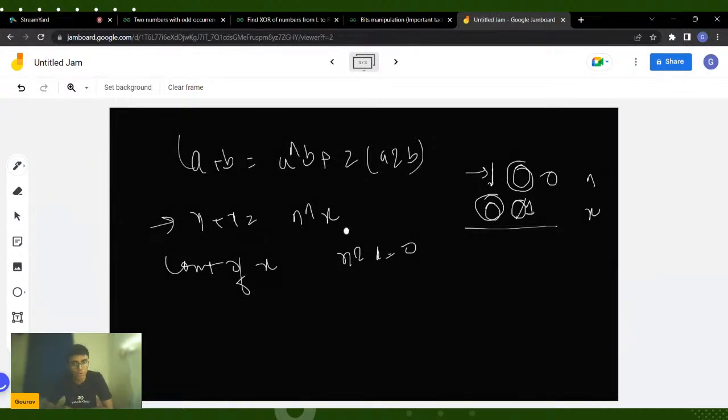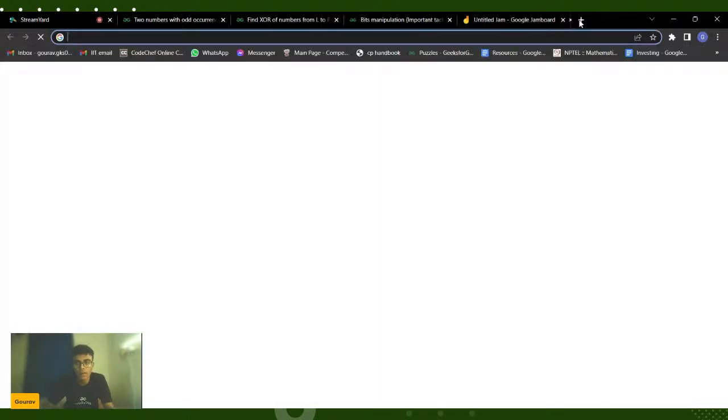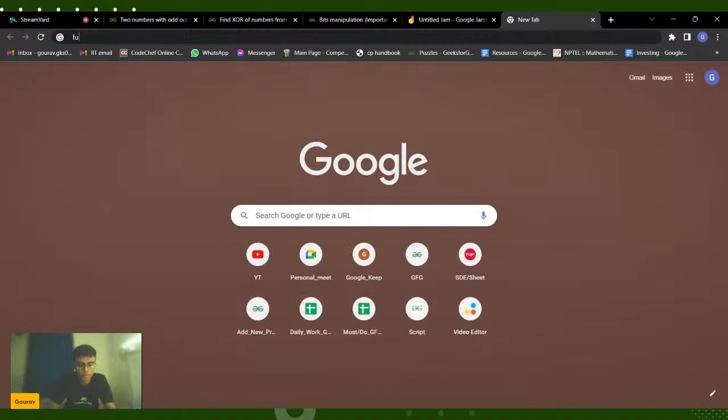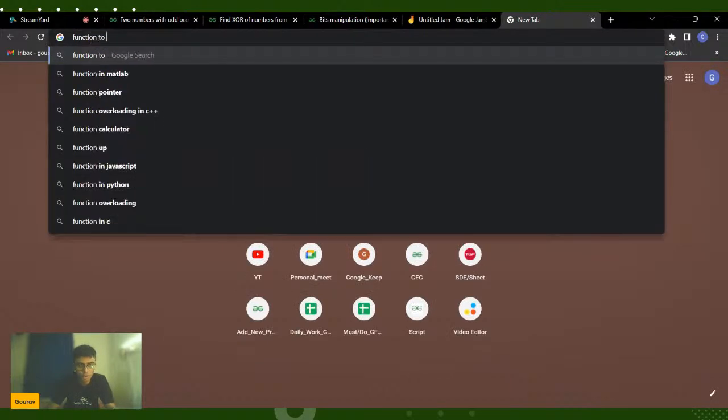So let us move to the next part. Rishit was asking about a function. So there is a function called built-in pop count, which will give you the number of set bits. There is another similar kind of function, I don't remember the name. Let me Google it: function to count unset bit.